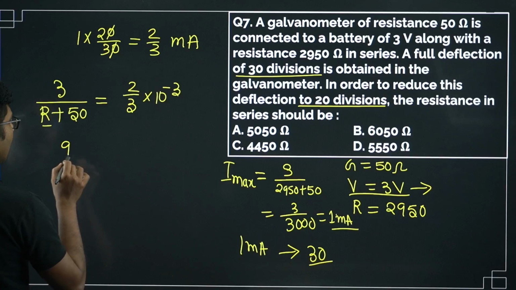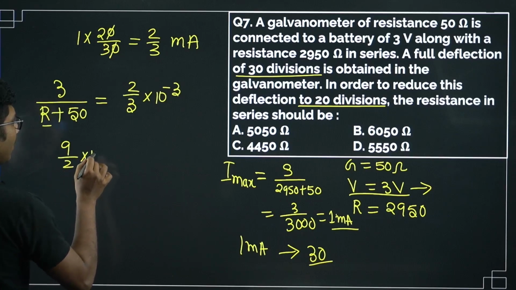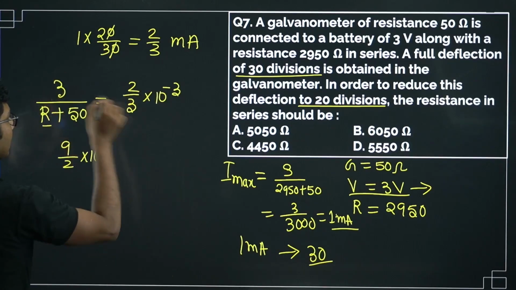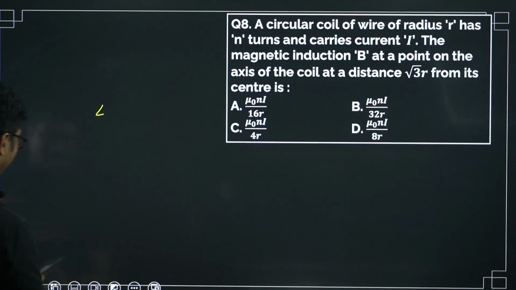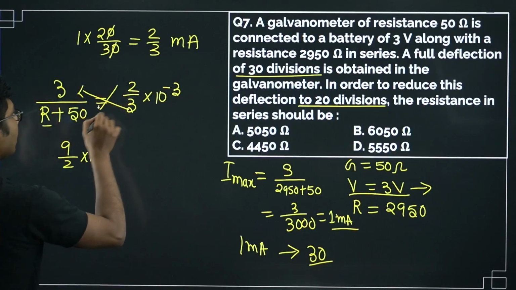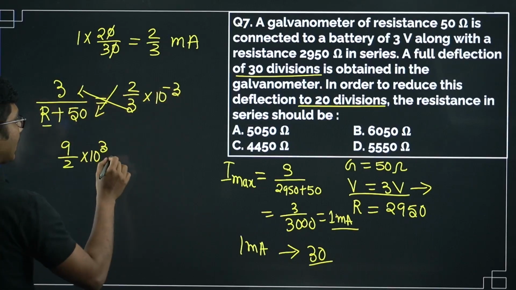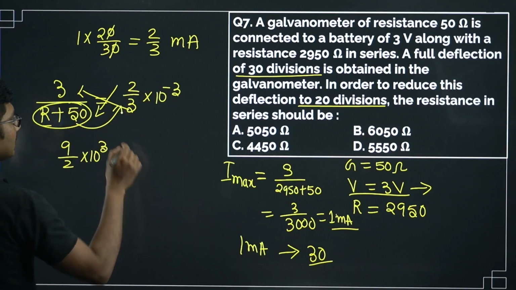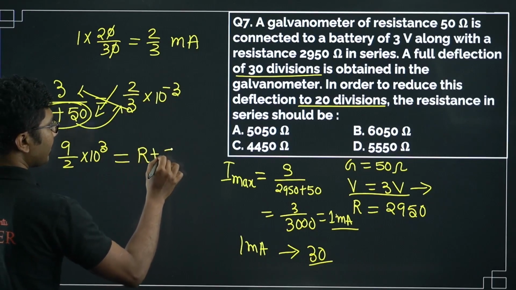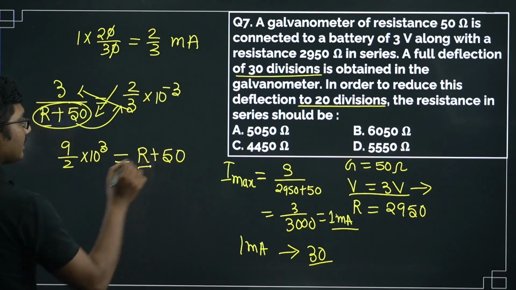So 9 by 2 into 10 to the power of 3, because we have done the cross multiplication, this goes up, this goes down, and this 10 to the power minus 3 coming to that side becomes positive. Now this entire thing goes to the other side, so it becomes R plus 50. We are trying to find this value of R.